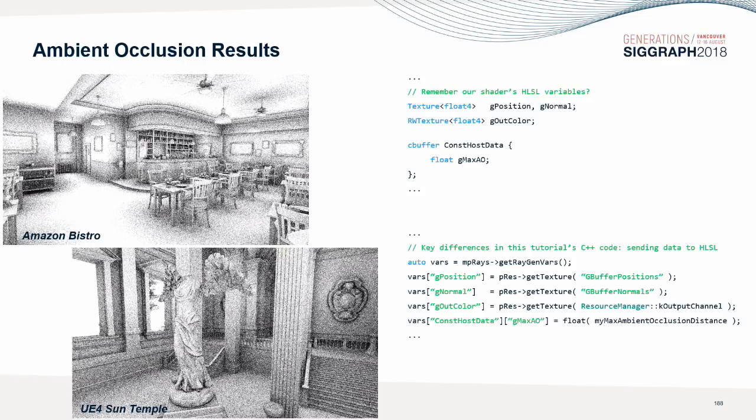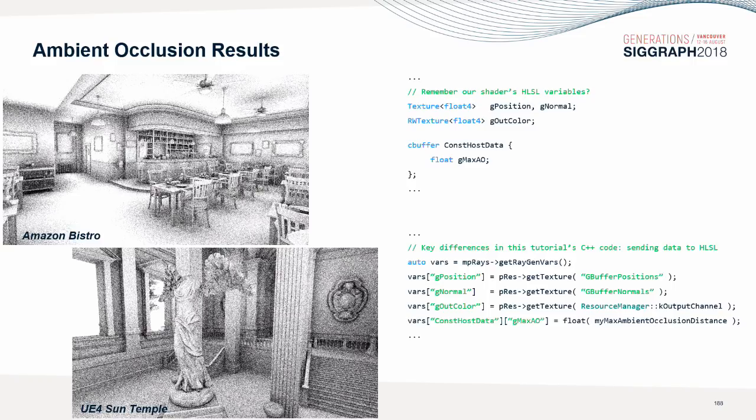This here is grabbing the texture for the position. This here is grabbing the texture for the normals from my G buffer. This is my output texture, and here's how I pass a float value into this constant buffer in the shader. All right, so that gives us ambient occlusion values that look something like this on the left.